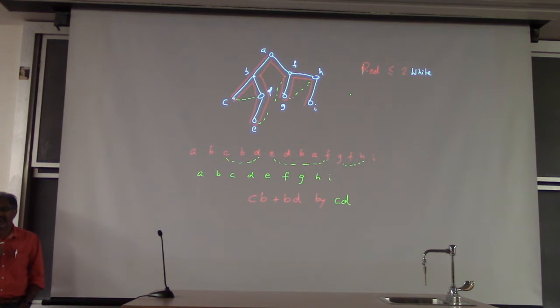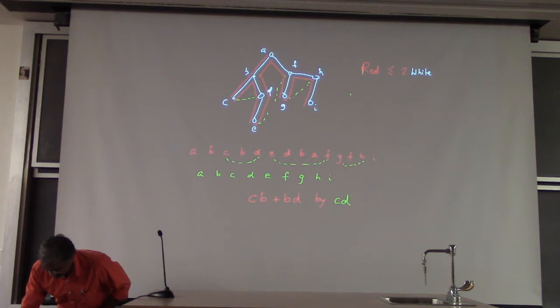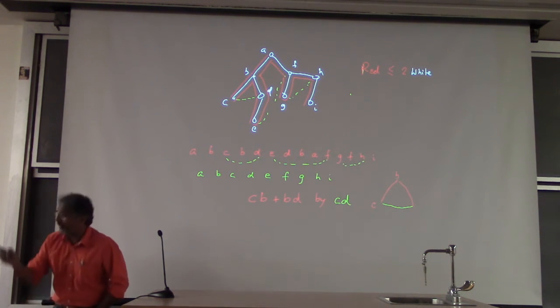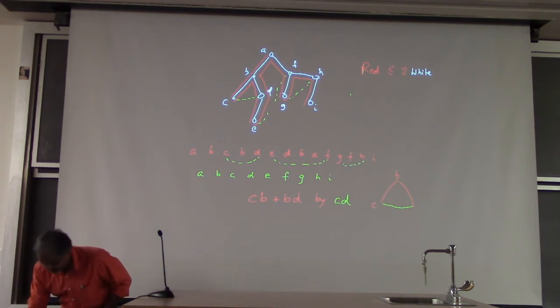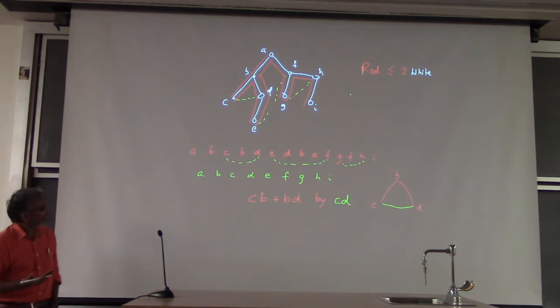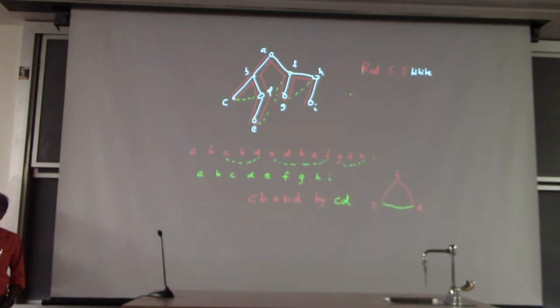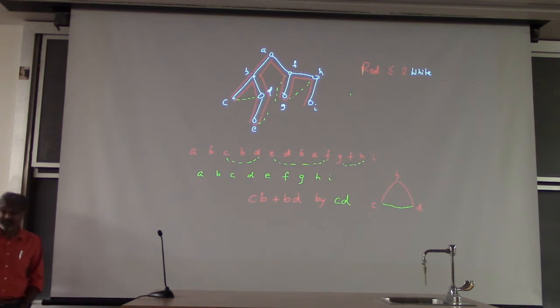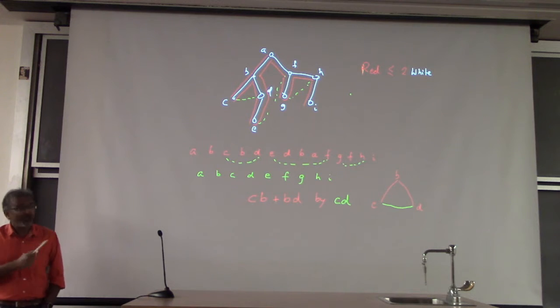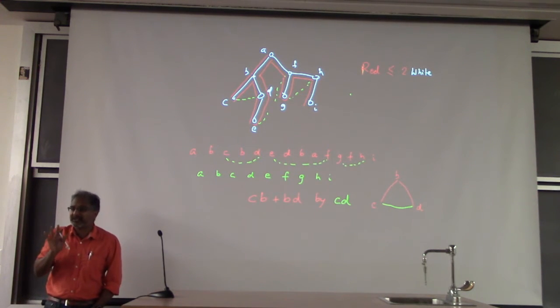What can we say about this? Let's look at this more carefully. We're replacing CB plus BD by CD. Triangle inequality. What can we say then? CB plus BD is greater than or equal to CD, right? Because by fiat, we have said our distance function must satisfy this property. Short circuits are a good thing. We just short circuited the path from C to D. So short circuiting cannot increase our cost. It might keep it the same or reduce it, but it can never increase the cost.